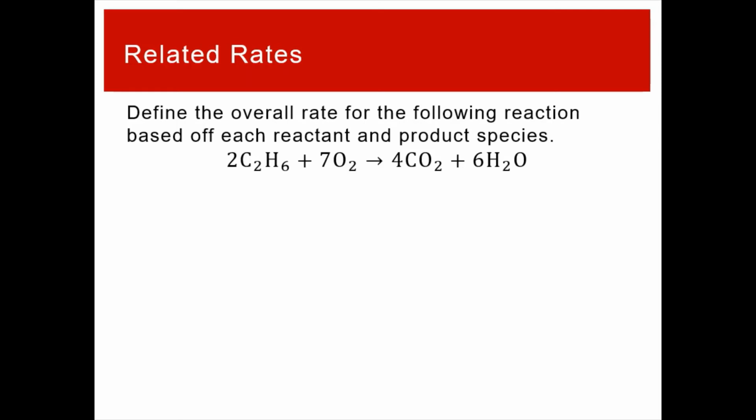So let's do an example, see what this looks like. Define the overall rate for the following reaction based off each reactant and product. So it's 2C2H6 plus 7O2 gives me 4CO2 plus 6H2O. So let's write this out, see what it looks like.